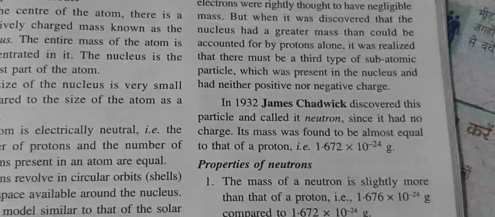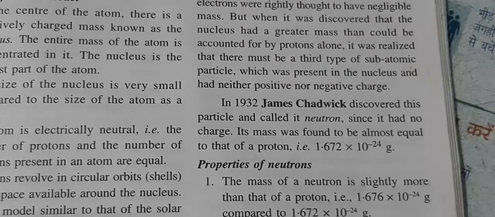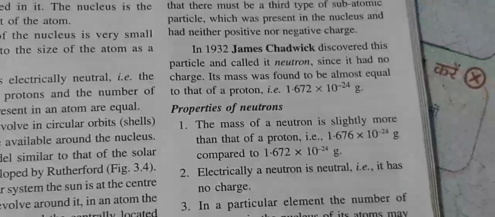After some time, another scientist, James Chadwick, discovered another particle, and he called that particle the neutron. He gave the properties of this particle: the mass of a neutron is slightly more than the mass of a proton. It was 1.676 into 10 raised to minus 24 grams, as compared to 1.672 into 10 raised to minus 24 grams for a proton. Electrically this particle is neutral, so it does not have any charge.